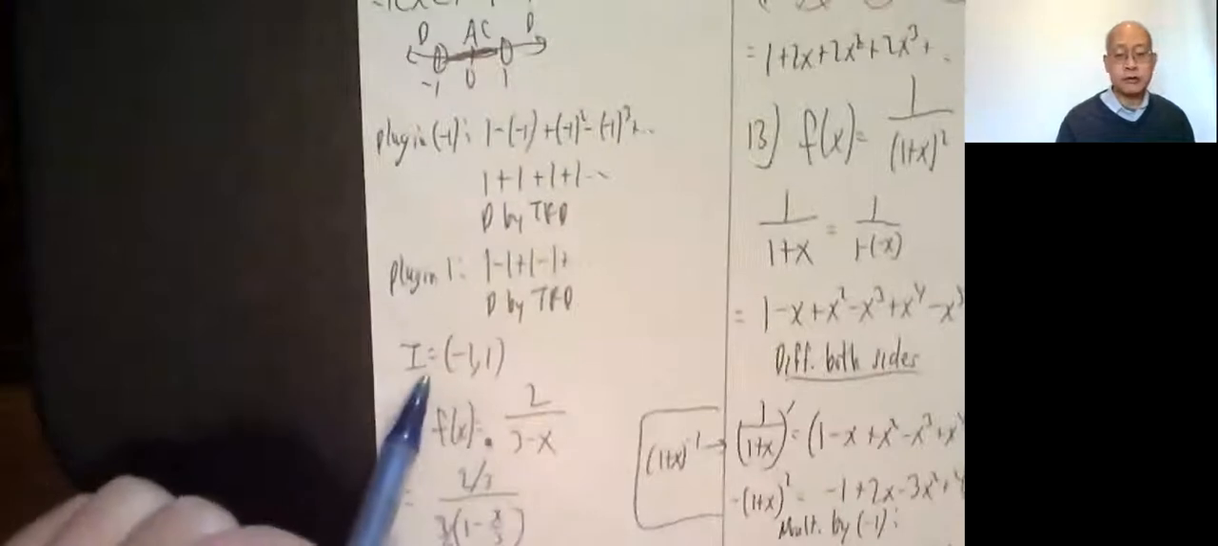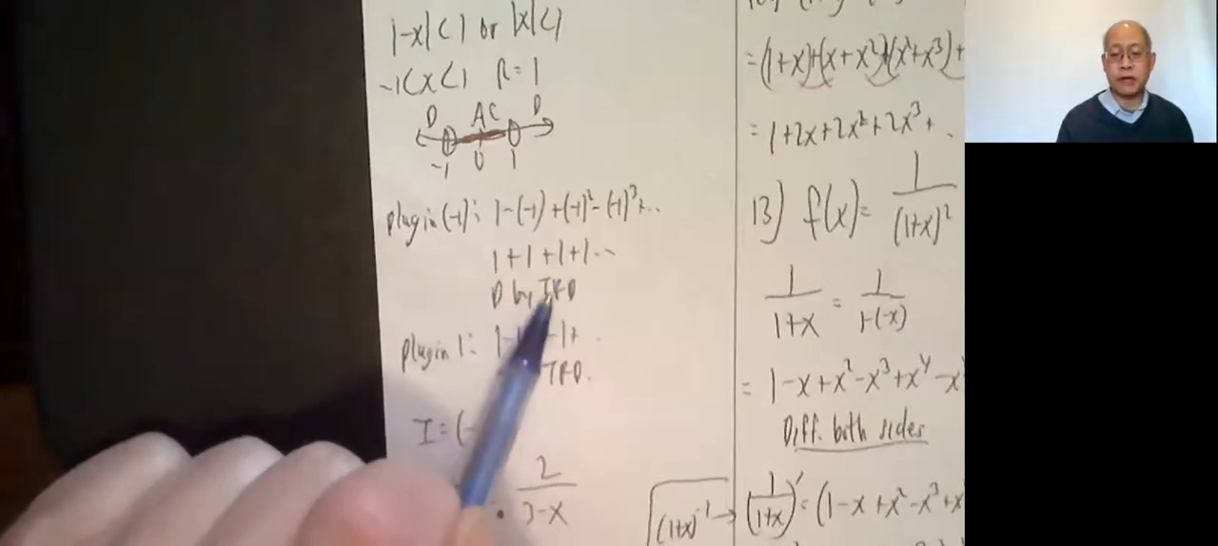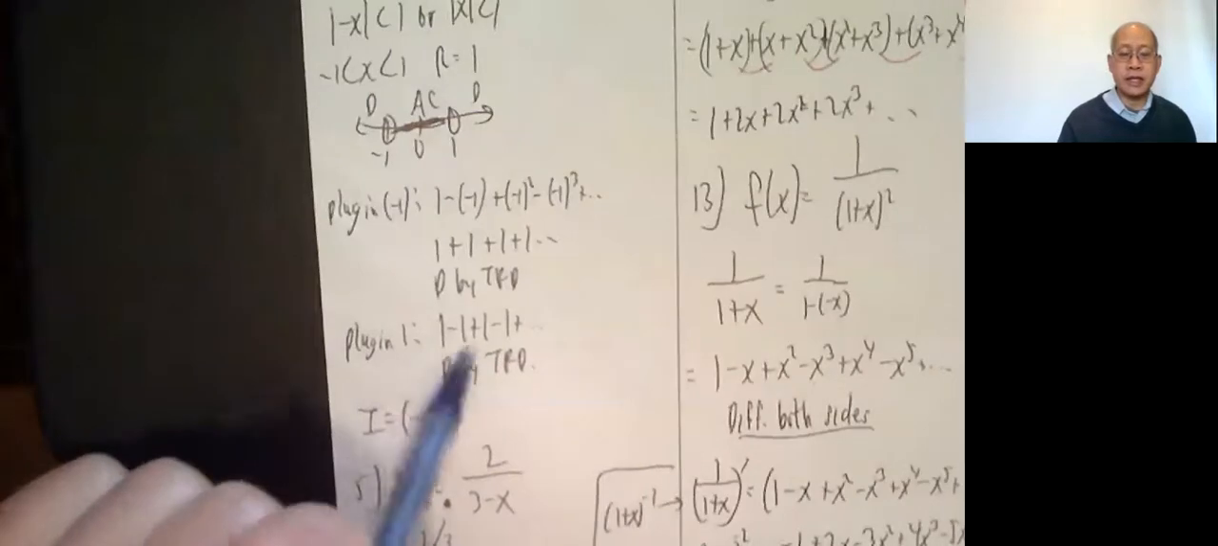Okay, the interval of convergence is (-1, 1). If I plug in -1, I get that. That diverges by the test for divergence. If I plug in +1, I get that. That also diverges by the test for divergence.